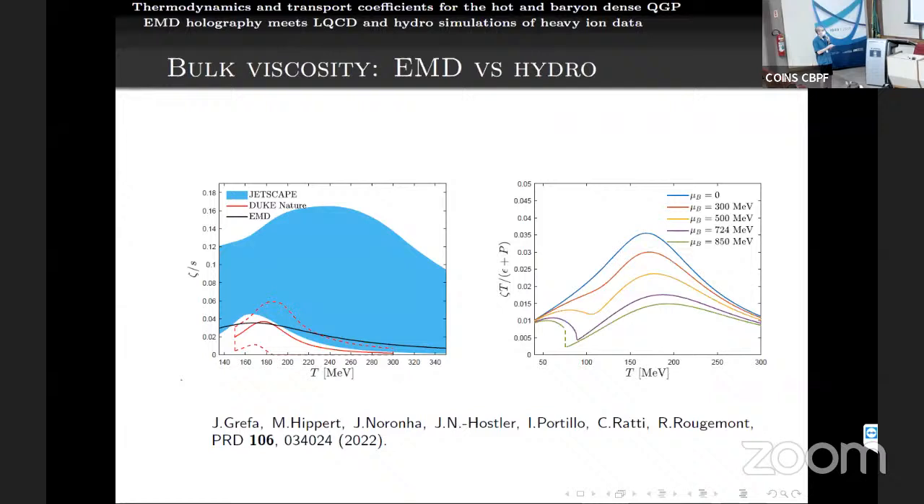And here we have some dynamical results, specifically for the bulk viscosity calculated at zero chemical potential. This is actually also a prediction from the holographic model. And this black curve here is the result from the Einstein-Maxwell-Dilaton model that I showed you at zero chemical potential. And these blue and red curves here are results from Bayesian analysis of effective models simultaneously matching several heavy ion data. Okay, so you can see that we have at least a value of the bulk viscosity in the ballpark of the favored one.